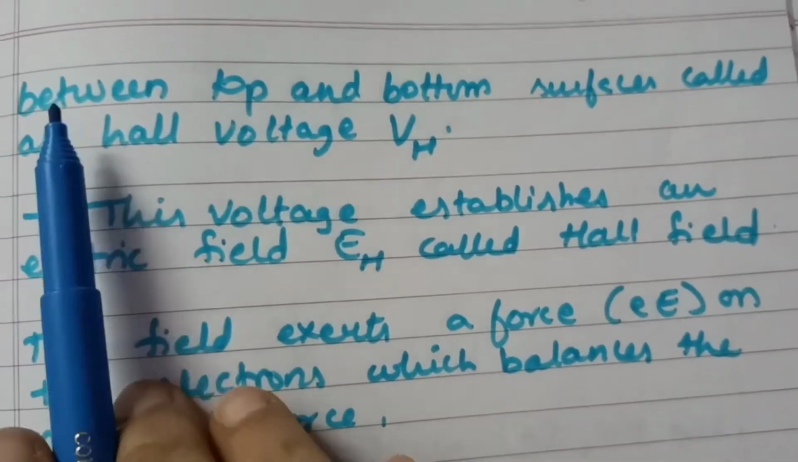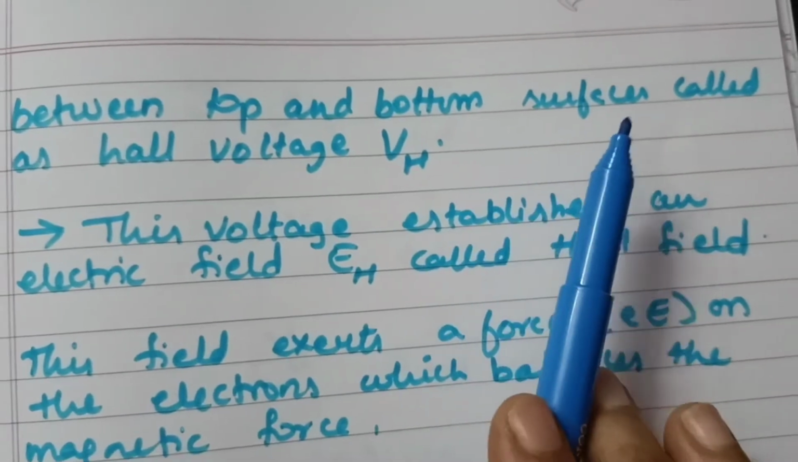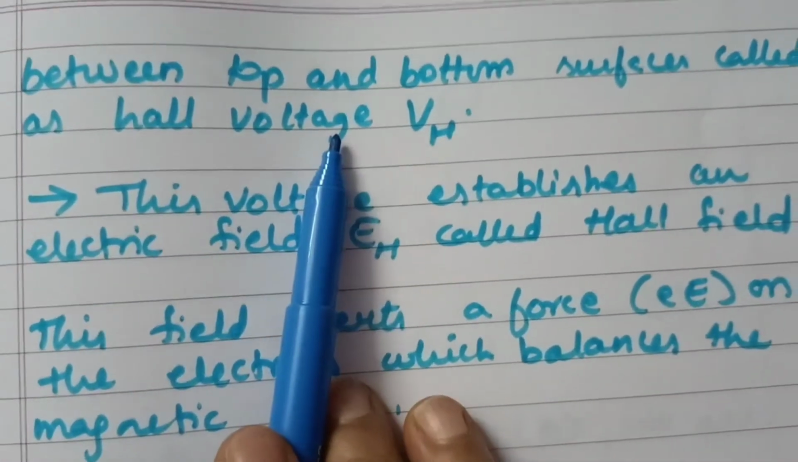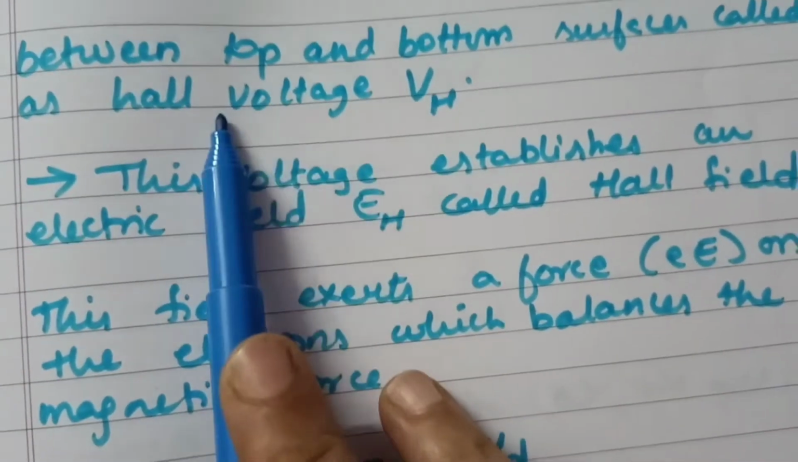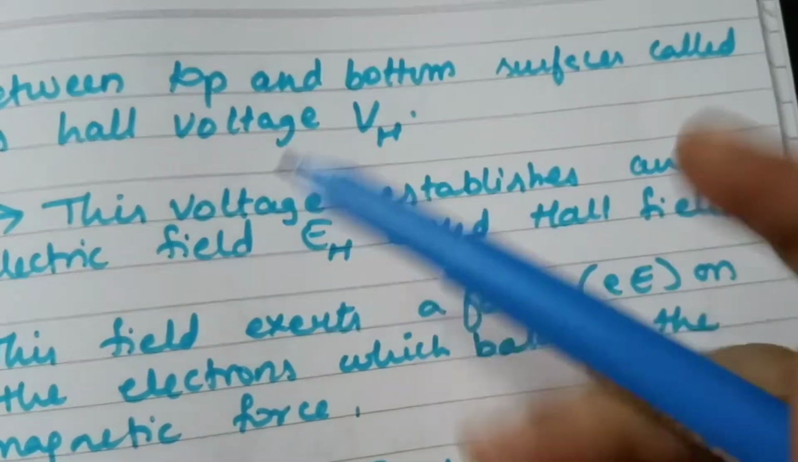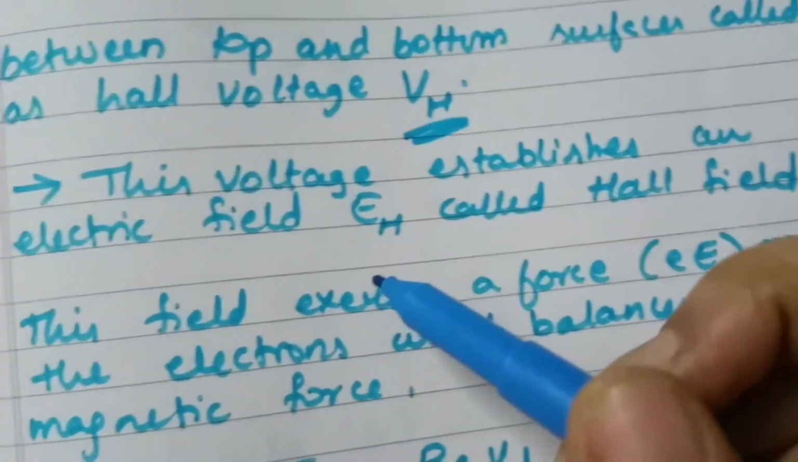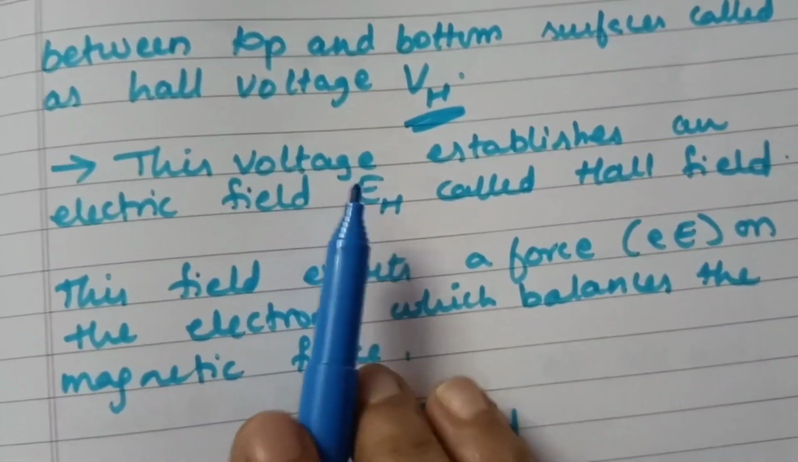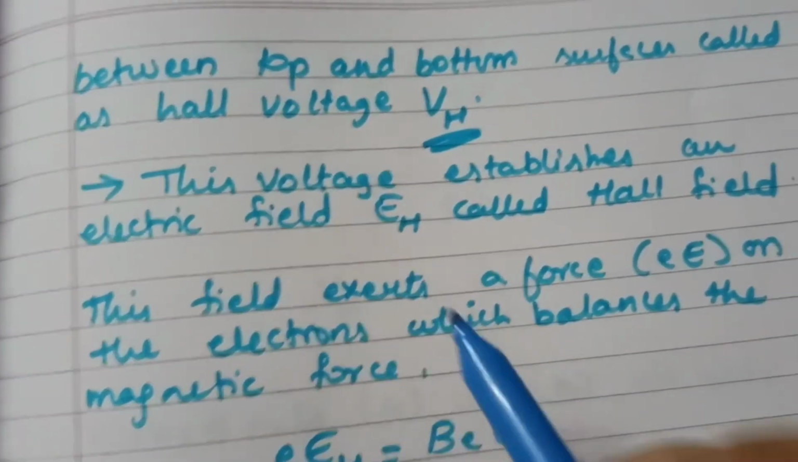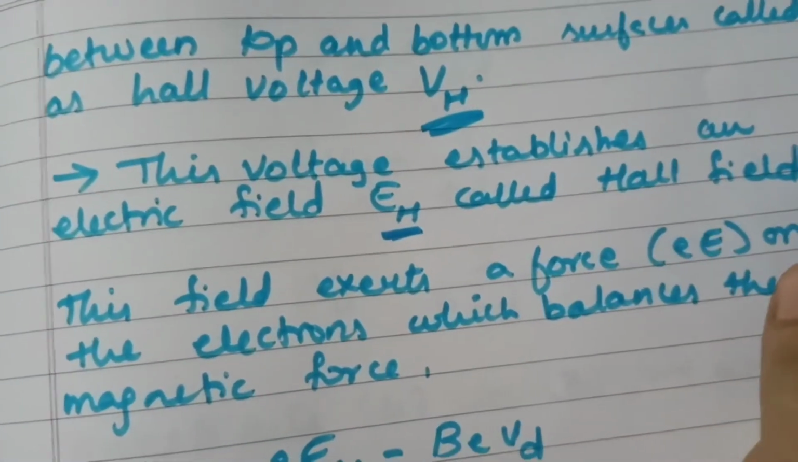That potential difference between the top and the bottom surfaces is called the Hall voltage. The difference in between those charges is called the Hall voltage VH. You have to remember this notation VH. Next, this voltage establishes an electric field. Like I said, that will establish some electric field EH, which is called the Hall field.